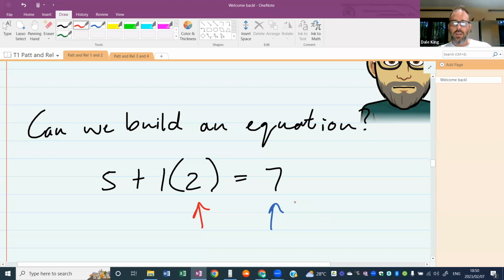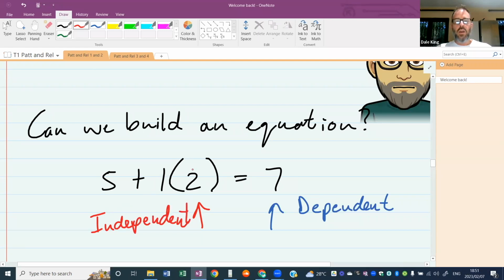So on the right-hand side here, we have the dependent. Let me write in blue. Because the value of this dependent depends on the 2. And the 2 is independent. So this 2 is independent and the 7 depends on what the value of the 2 is. All right, yes, we're on to something here.